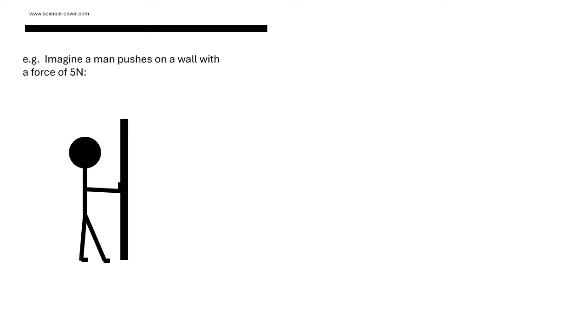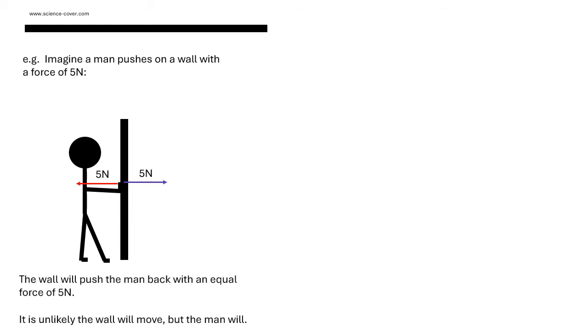Imagine this man pushes on the wall with a force of 5 newtons. According to Isaac Newton's third law, the wall will push back on the man with a force of 5 newtons. We know this is true because it is unlikely the wall will move. However, the man will move back.